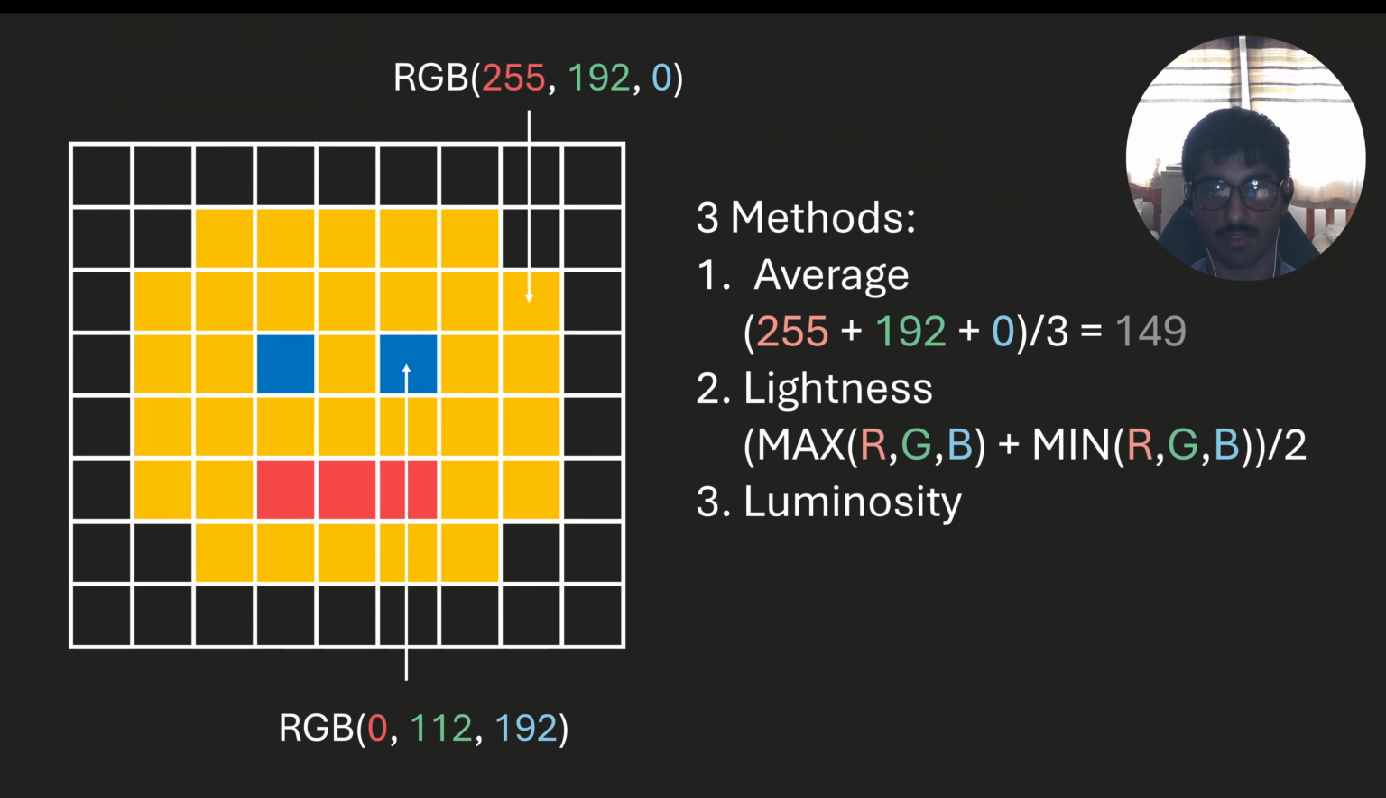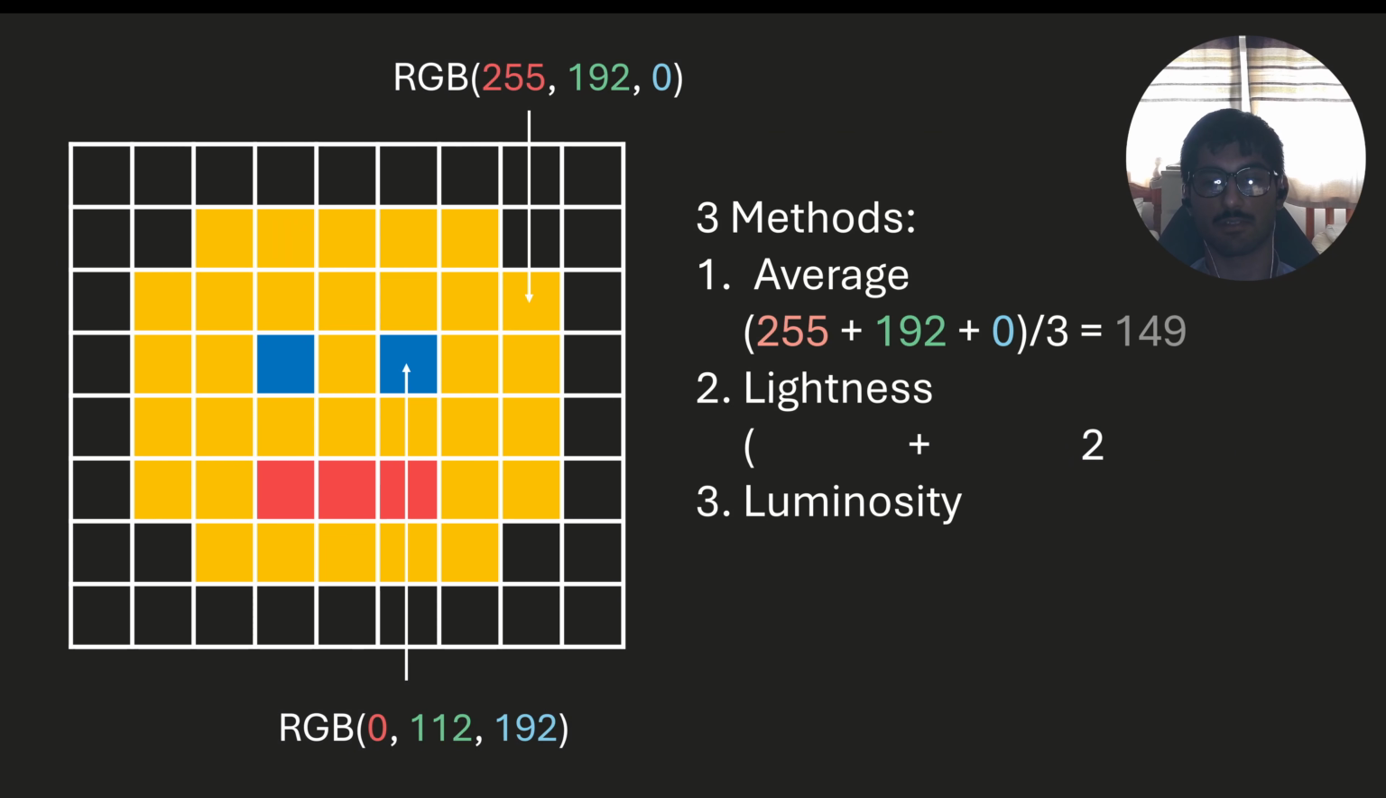Now, if we were to use the lightness version, we would take the max of the red, green, and blue, and then we take the minimum of the red, green, and blue. So we're going to find the maximum of those three values and the minimum of those three values. Then we add them first, then we divide by 2. So here that would be 255, which is the biggest value, and then 0, which is blue, is going to be the smallest value. We add those two together and then divide by 2, which gives us 127.